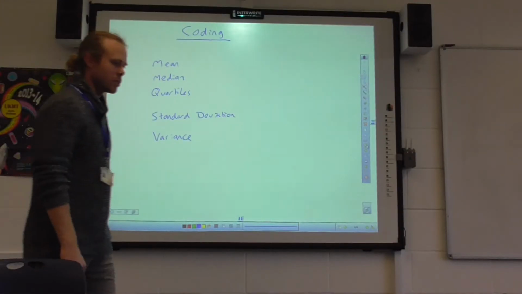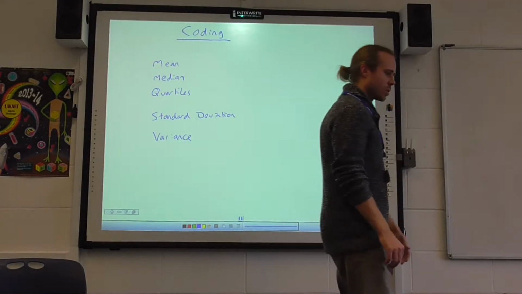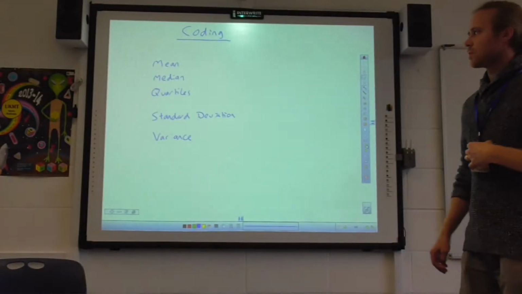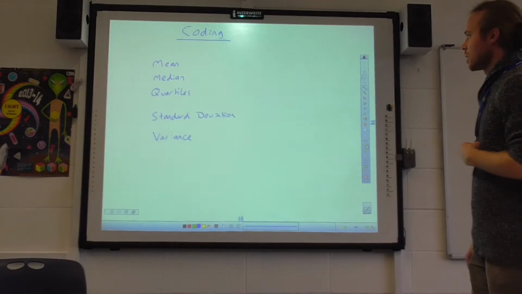Quartiles, again, they're talking about something to do with the placement of the data, so they are affected in the same way as the mean.